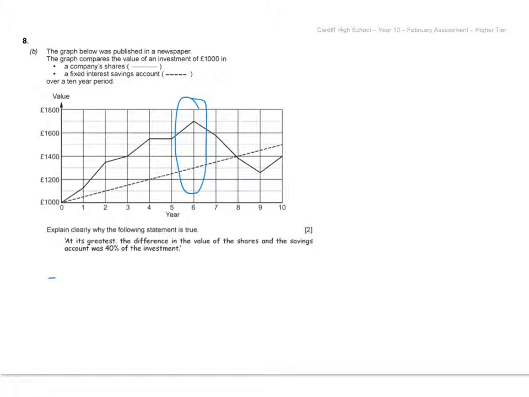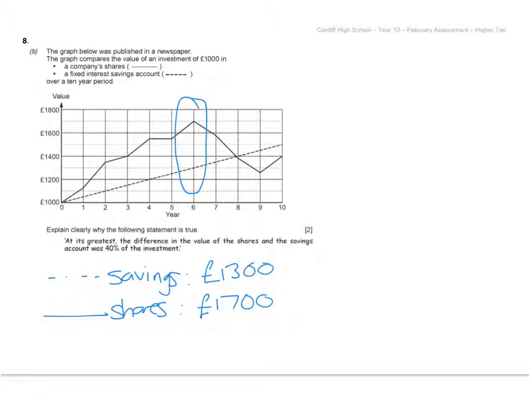So the dotted line, which is the savings, in year 6 is at £1,300, and then the shares in that same year is at £1,700. Okay, so the difference is going to be 1,700 minus 1,300, giving us 400. So all we've got to show now is that that is 40% of the investment.